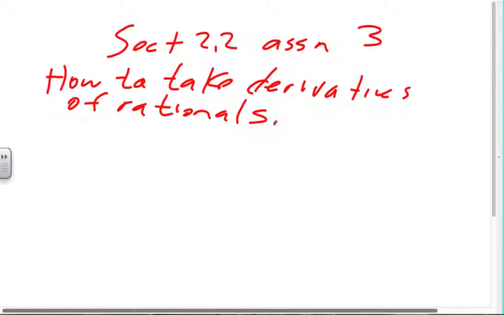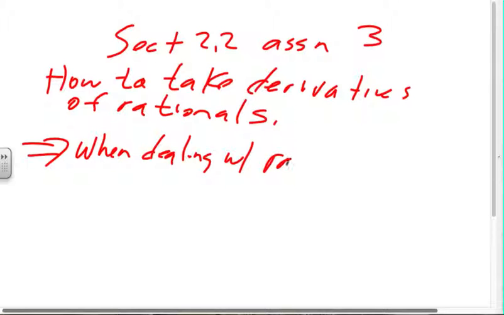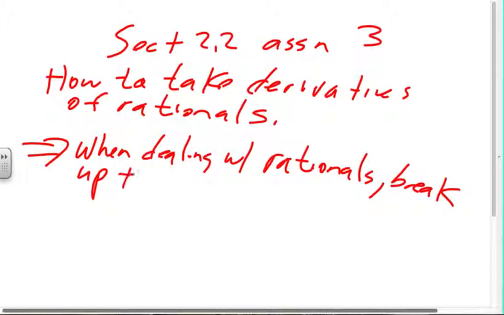And this will be one way to do it. I'll show you another way later on. So let's take a look on this. Now, important rule of thumb when dealing with rationals: break up the numerator in two parts.